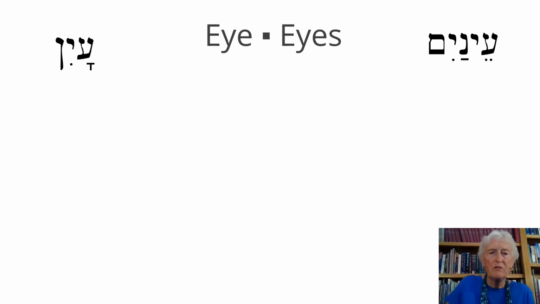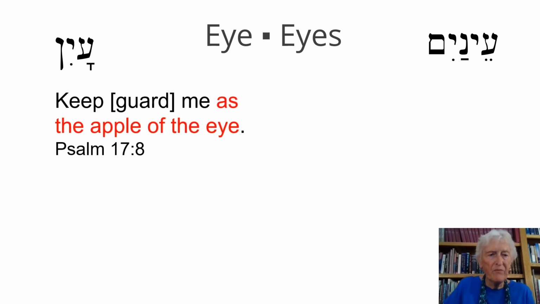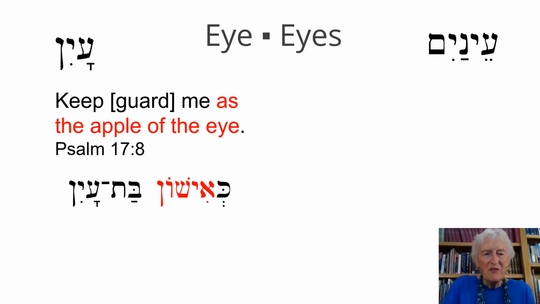So I want to start first with Ayin, which is singular for eye. And one of the Psalms says, keep. Now, keep is shamar, which means to guard something very precious. We need to guard it. Keep me as the apple of the eye. Now, let's look at the Hebrew because it really was fascinating.